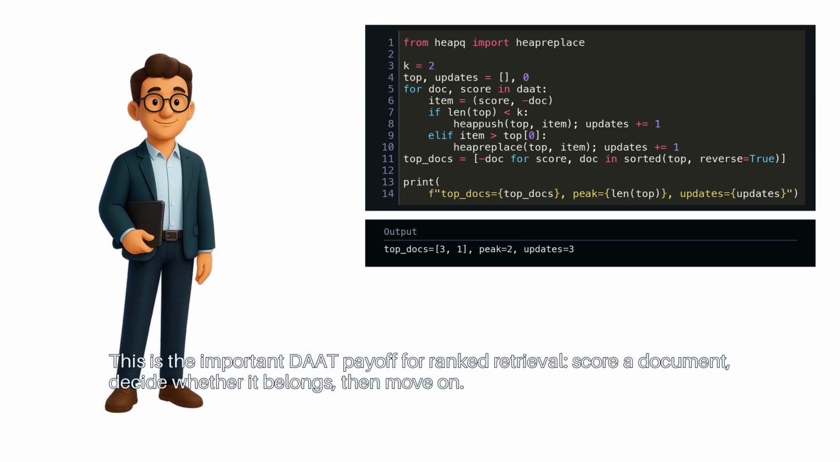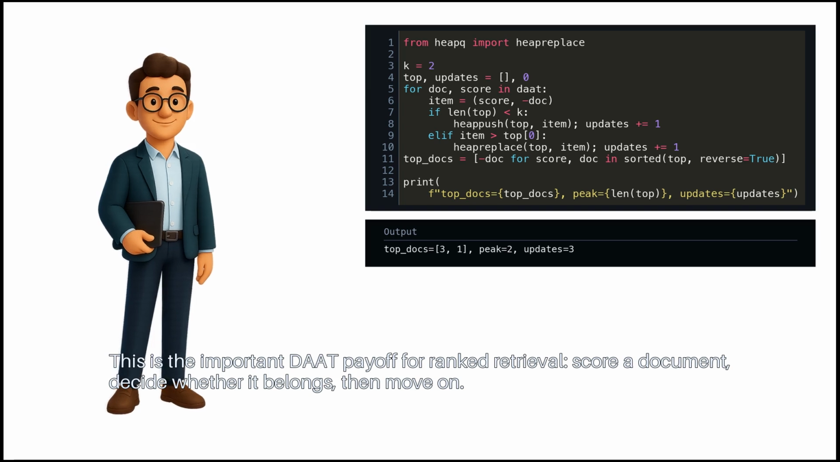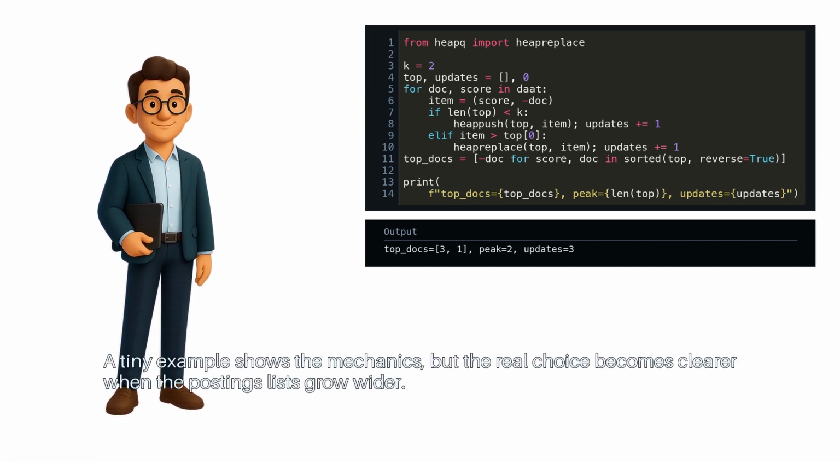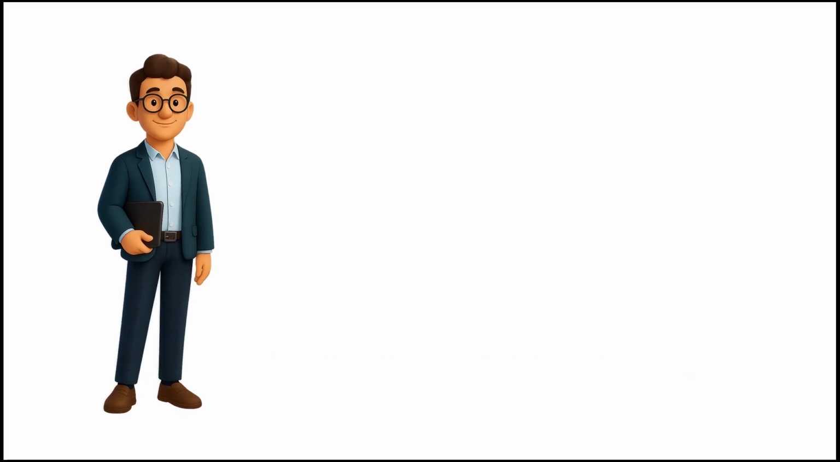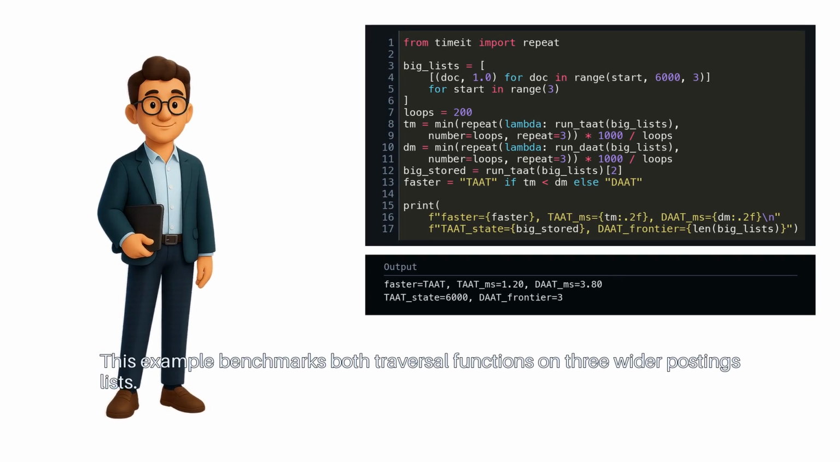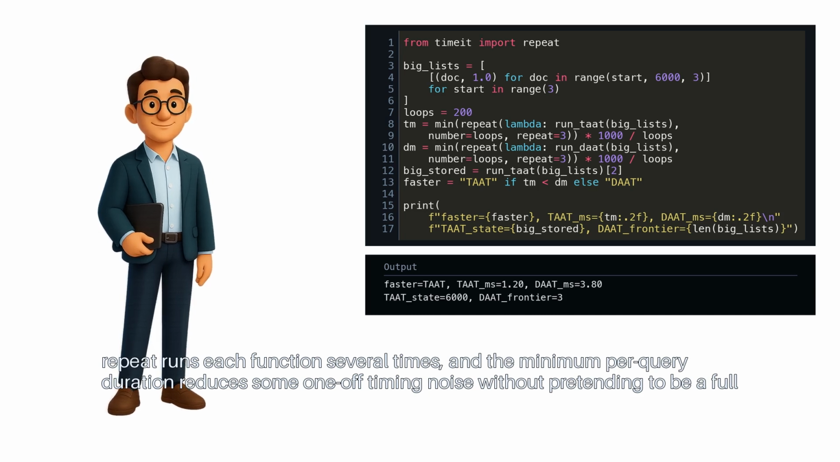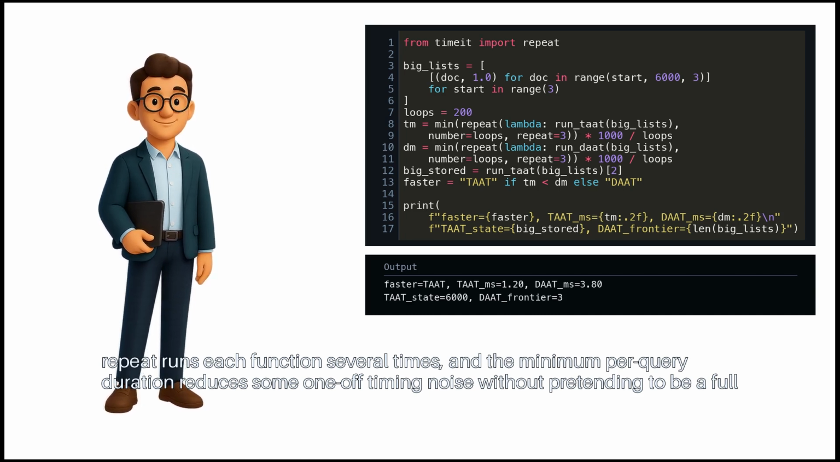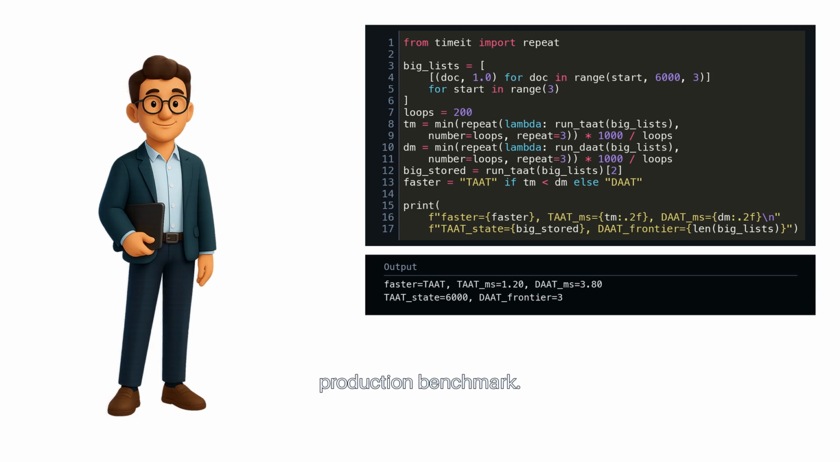This is the important DAAT payoff for ranked retrieval. Score a document, decide whether it belongs, then move on. A tiny example shows the mechanics, but the real choice becomes clearer when the postings lists grow wider. This example benchmarks both traversal functions on 3 wider postings lists. Repeat runs each function several times, and the minimum per query duration reduces some one-off timing noise without pretending to be a full production benchmark.